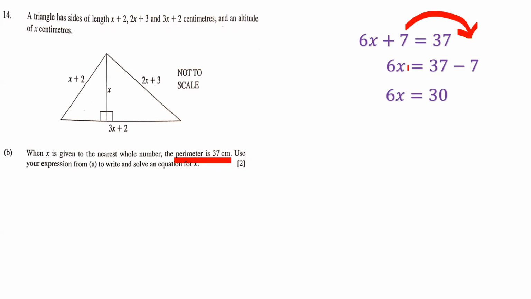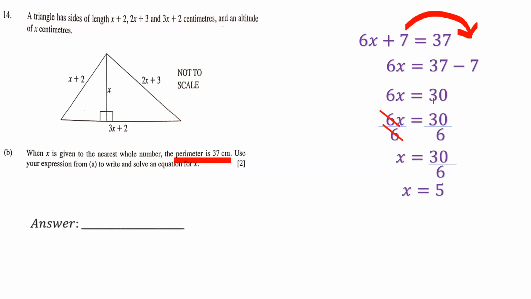Let me do this again. 6x plus 7 equals 37. We send the 7 over, it was positive 7, it becomes minus 7. Now we have 37 minus 7, and that becomes 30. So 6x is equal to 30. We divide both sides by 6, and we cancel out the 6's here. So x is equal to 30 divided by 6. We know that 30 divided by 6 is 5. So the answer here is that x is equal to 5.